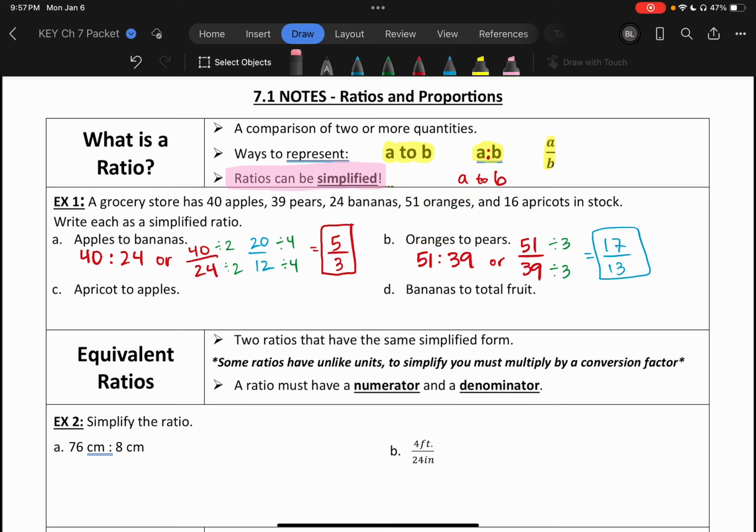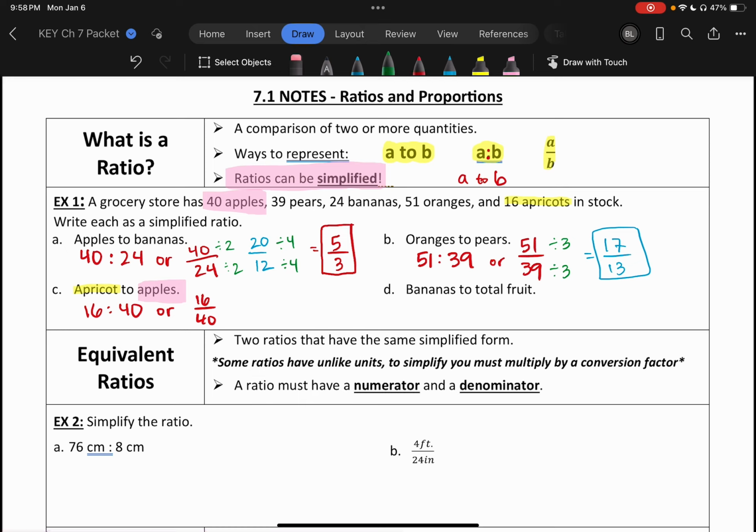Let's erase this. Part C, now we're looking at, what is the ratio of apricots to apples? Well, if we look here, how many apricots do we have? We got 16 apricots, so 16 apricots to the number of apples that we have, which is 40. So I got 16 to 40. And so we can write this as a fraction as 16 over 40. And what we're checking for now is, can this fraction be simplified? And it most certainly can.